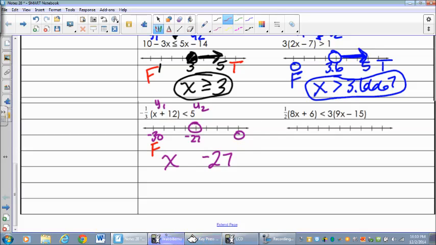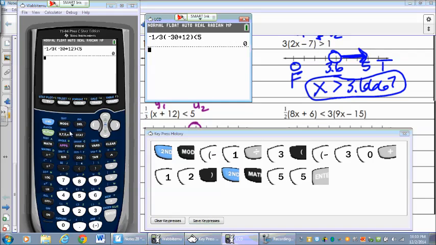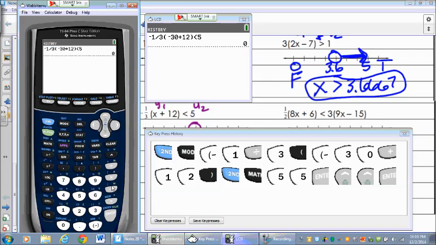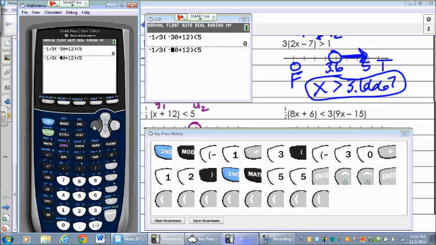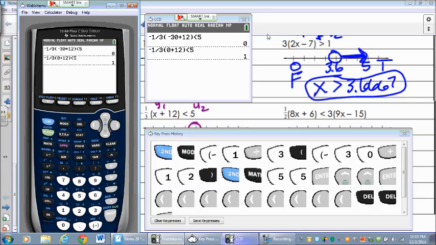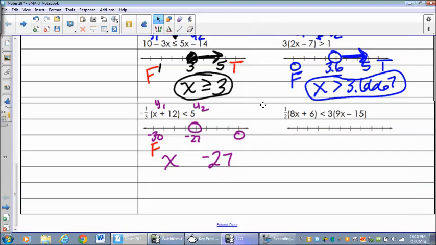So that means my 0 must be a true sign, unless I have messed up. I'll go back, pull it down. I need to change the negative 30 to just a 0 and push enter. I get a 1. Okay. So the 0 is true, and I want to shade the true sign, so that means I'm shading to the right. And that means things that are greater than negative 27 will be your answer.